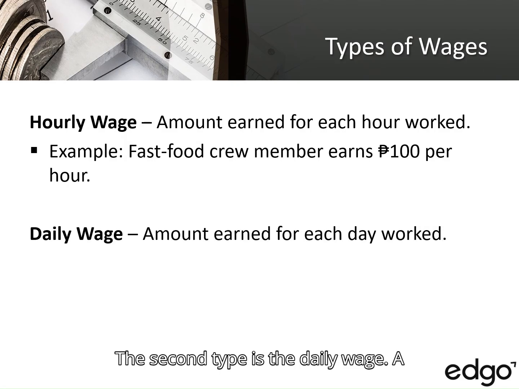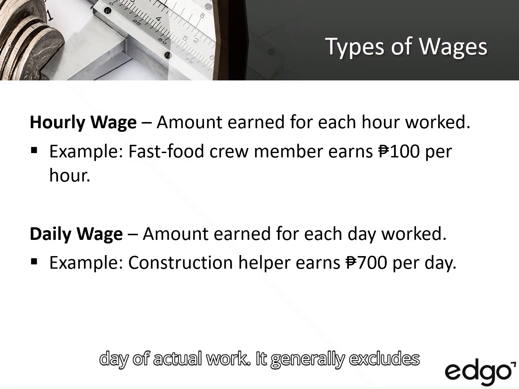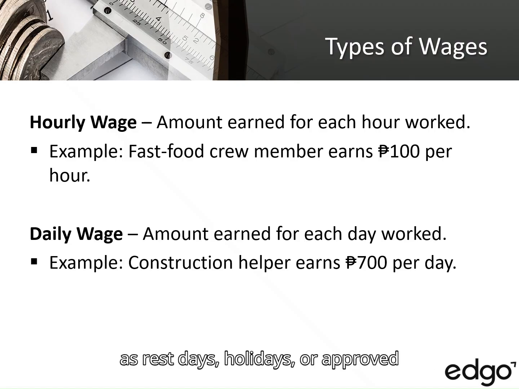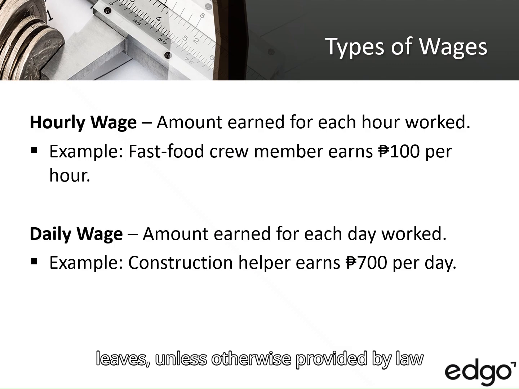The second type is the daily wage. A daily wage is the amount earned for each day of actual work. It generally excludes days when the employee did not work, such as rest days, holidays, or approved leaves, unless otherwise provided by law or company policy.